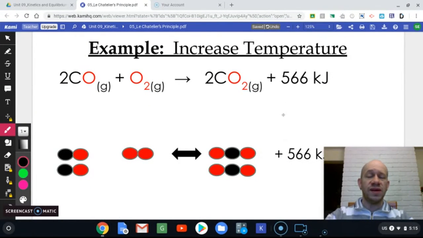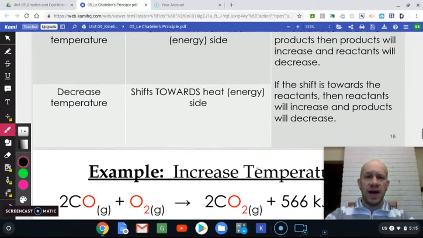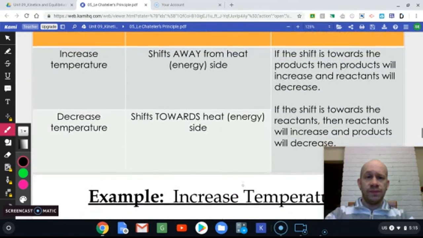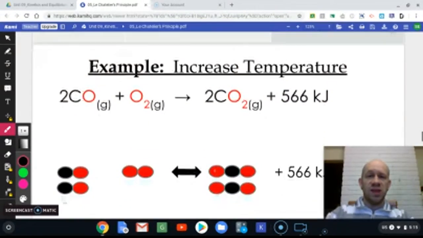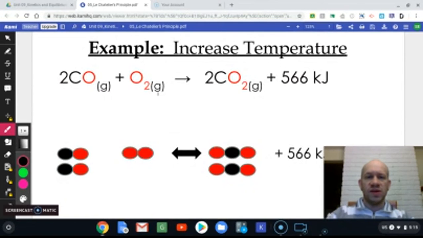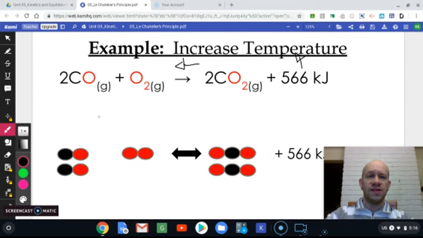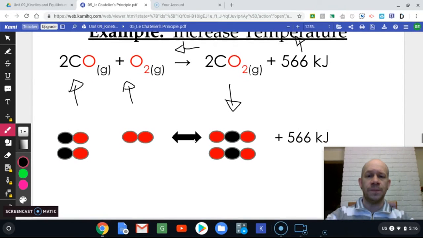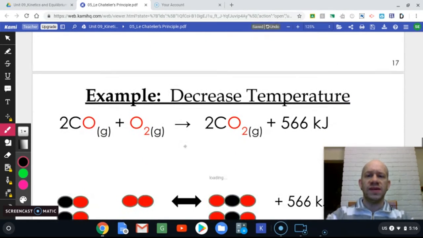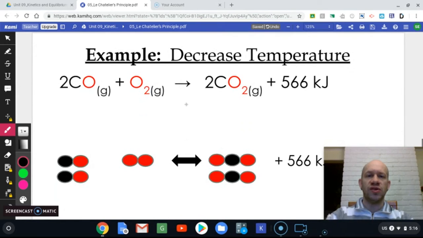So if I were to increase the temperature, what happens is I'm going to shift away from the energy side. So when I increase the temperature, I'm just increasing the temperature of everything, and I will shift away from my heat because that's my temperature. So my equilibrium will shift to the left, which means I will increase my reactants and decrease my products to reestablish equilibrium.